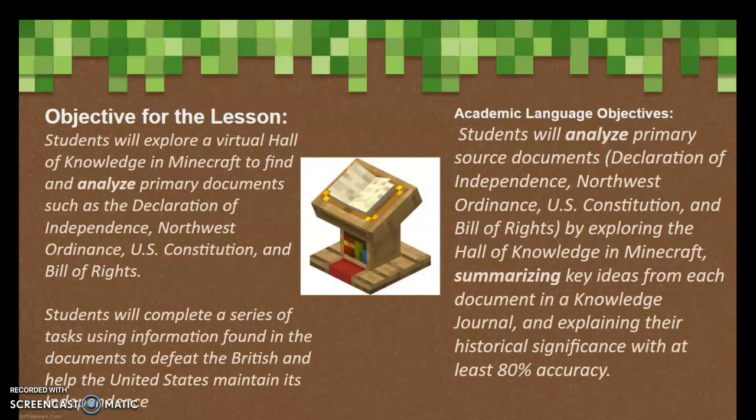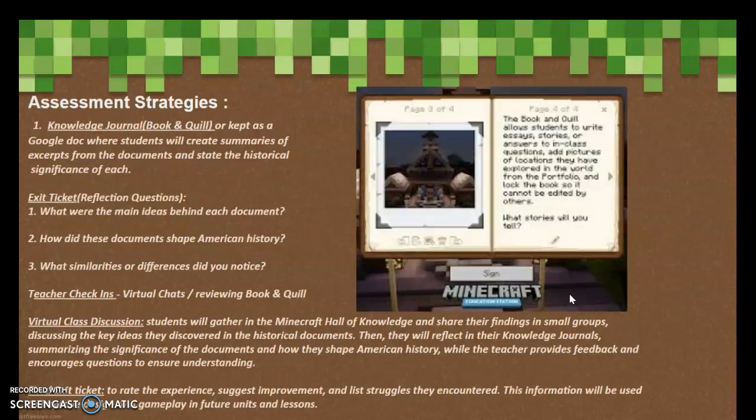So that's the objective, to use the information from the documents to answer questions and complete certain tasks so that they can continue to preserve the democracy of the United States. There are some academic language objectives that go along with that. We want to analyze the documents, explore, and summarize key ideas from each document into a journal. I'll show you that in just a second. And explain their historical significance, right? So we always want to look at why these documents matter. That's a big component of what we're trying to do.